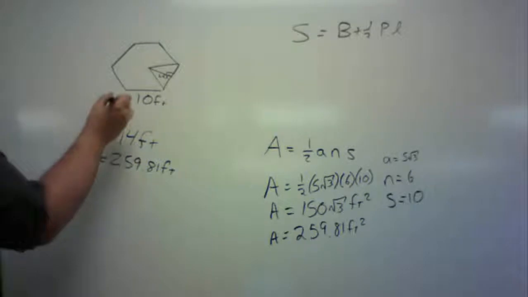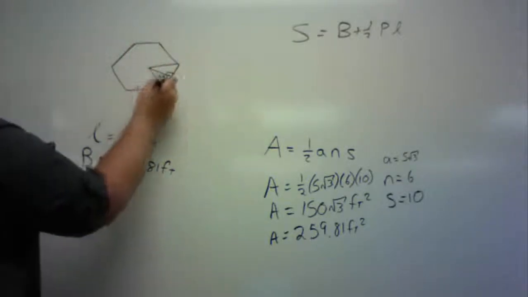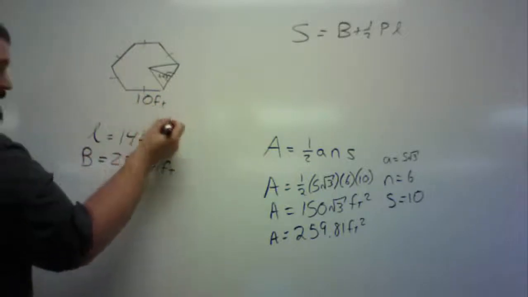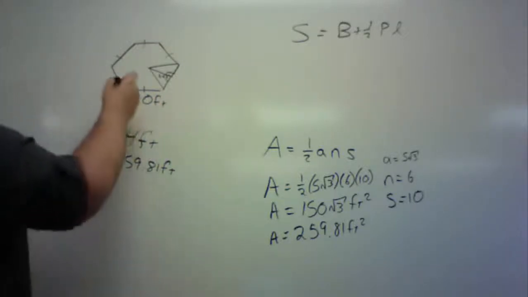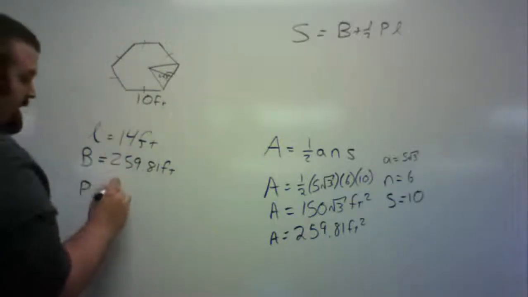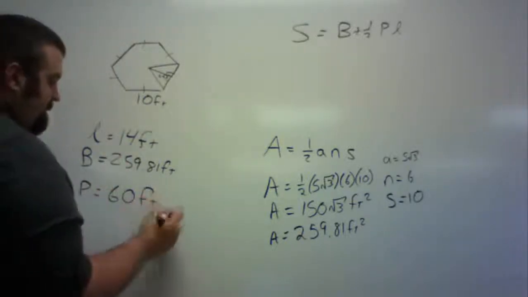And the perimeter is the length along the edge. Well, if it's regular, all these lengths are the same. And each of them are 10. So the perimeter is 10 plus 10 plus 10 plus 10 plus 10 plus 10, or 6 times 10. Either way, you should get 60 feet.